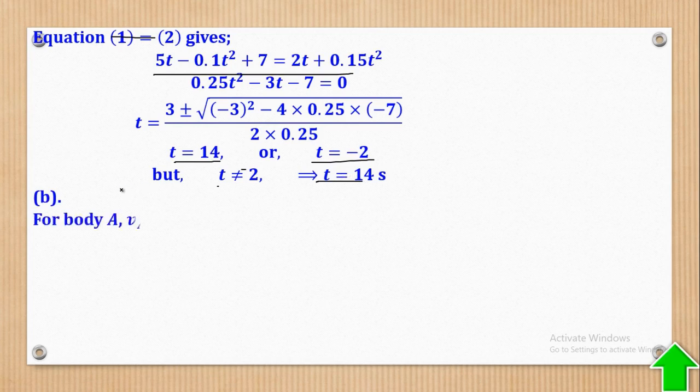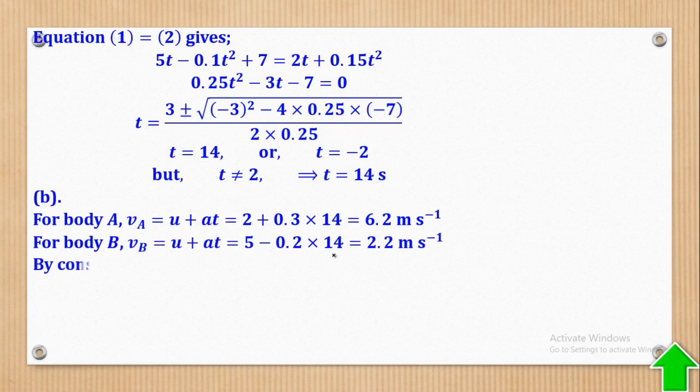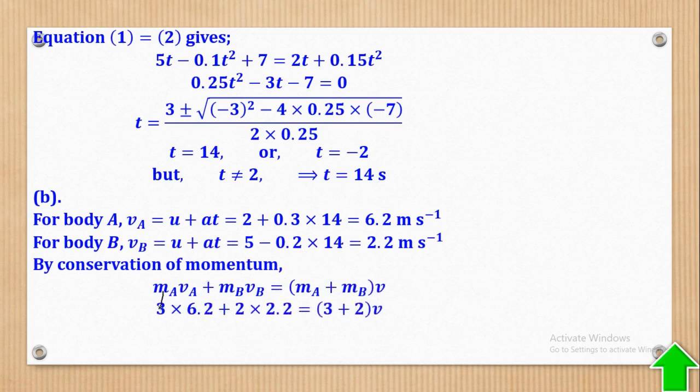Then for part B, you have to get the velocities at the point just before collision. So just before collision, the time that has elapsed is 14 seconds. Therefore, the velocity at that point is u plus at, which is 6.2 for body A, and for body B, the velocity is 2.2 meters per second. So now we can use the condition for conservation of momentum and substitute for m1 v_A, m2 v_B, m1 plus m2, and v, which is the one they want. When I make v the subject, I'll be able to come up with the velocity they wanted.